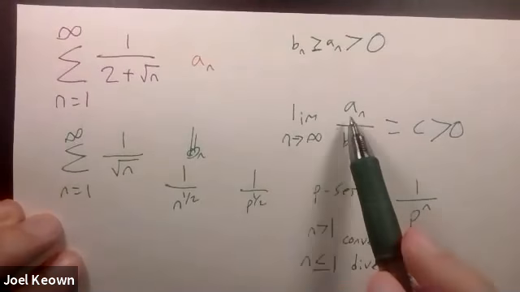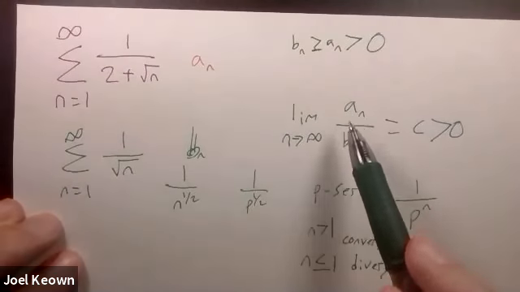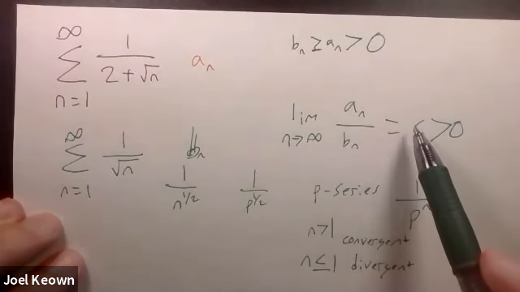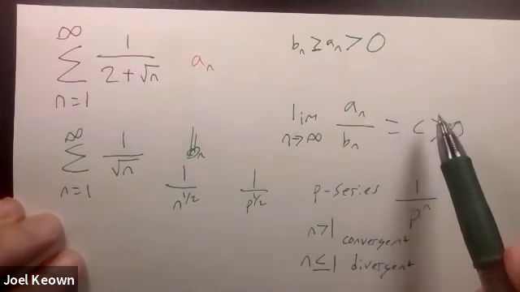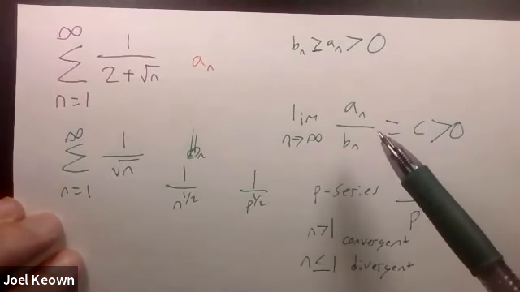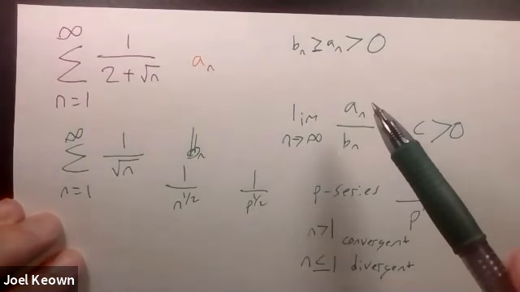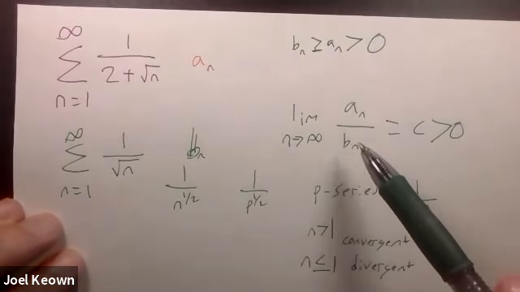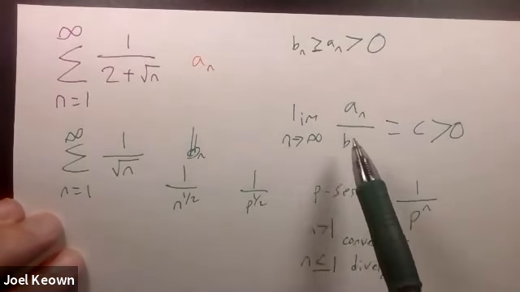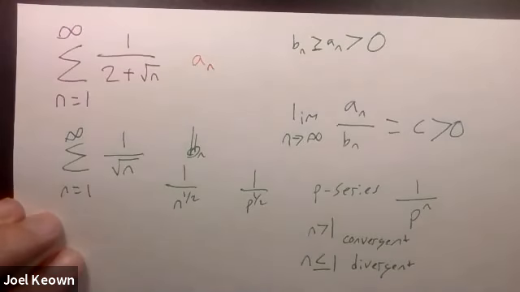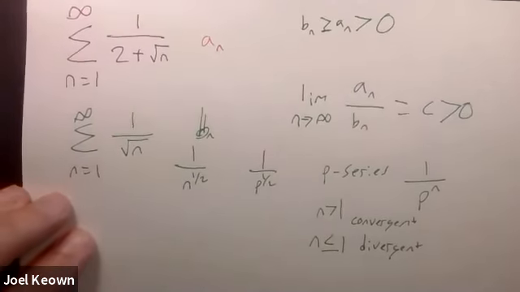So if I can plug in here and get this to give me a value, and not only just a value, but a value that's greater than 0, then I can say that both of these, by my limit comparison test, have to be either both divergent or both convergent. And since I already know that this one is divergent, then I can say this one also has to be divergent. So let's do that.